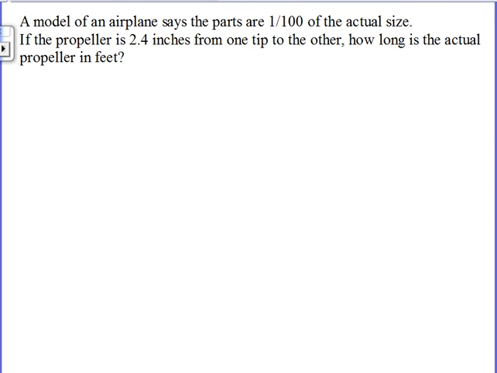Using your knowledge of scales, we would read this problem. A model of an airplane says the parts are 1/100th of the actual size. If the propeller is 2.4 inches from one tip to the other, how long is the actual propeller in feet? What I would like you to do is to set up the proportion you would use to solve this. You don't need to solve. I would like you to just set up the two ratios that are in a proportion, what you think you should do based on what we just talked about using scales.